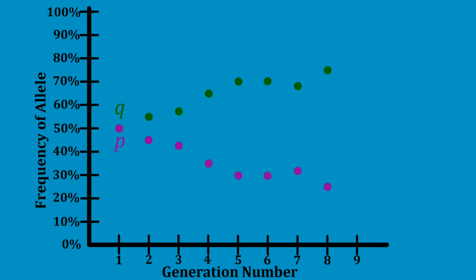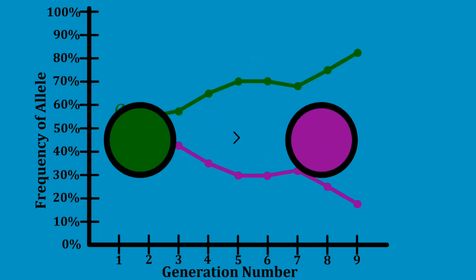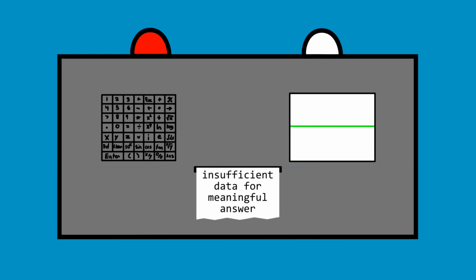In this case, there's a clear increase of the Q value, which as you'll recall represents the frequency of the green allele. This tells scientists that the blobs are evolving to favor green skin over purple skin. This could be due to natural selection, migration, or even just random chance. The scientists will need more information to find a definite answer, but for now, they could use a break.